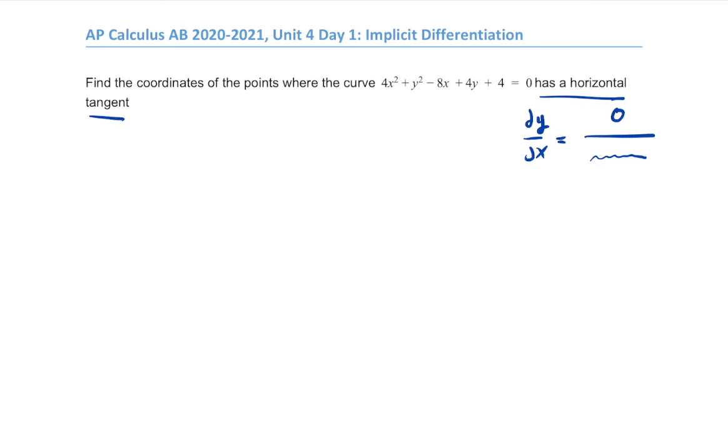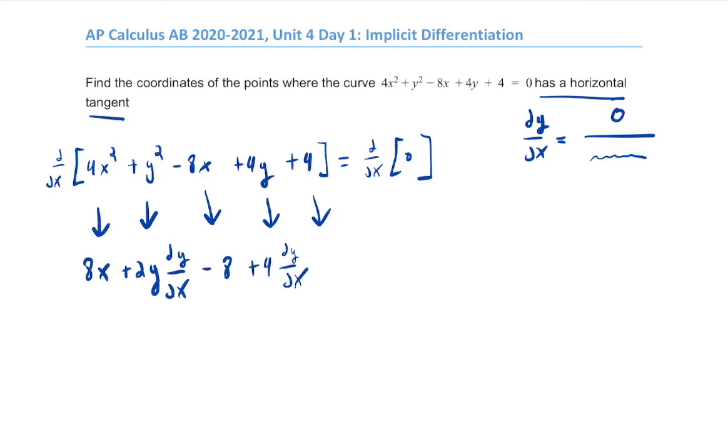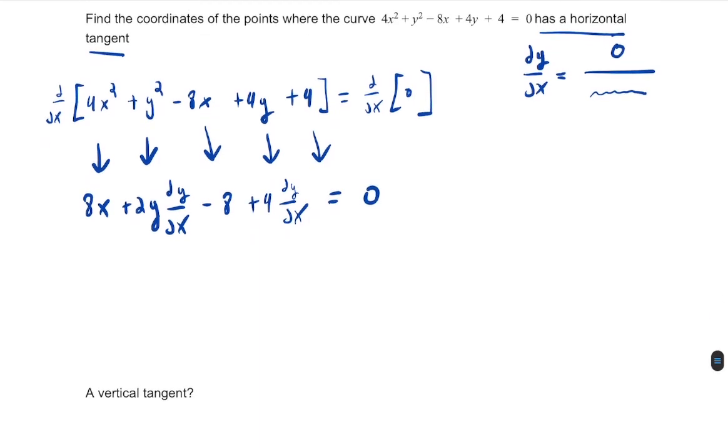So I take the derivative with respect to x of both sides. So the derivative with respect to x of 4x squared plus y squared minus 8x plus 4y plus 4 equals 0. The derivative of 0 doesn't really matter. So what we'd have here is, it's with respect to x, so 8x is fine, but plus 2y needs a dy/dx. Minus 8 is fine, but plus 4y needs a plus 4 dy/dx. And the derivative of 4 is 0. So we have all of this equal to 0.